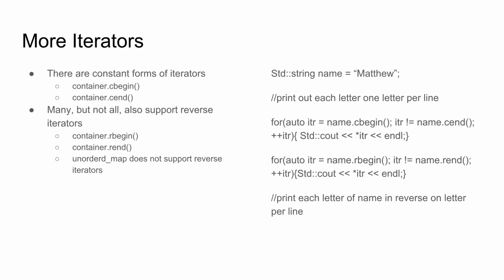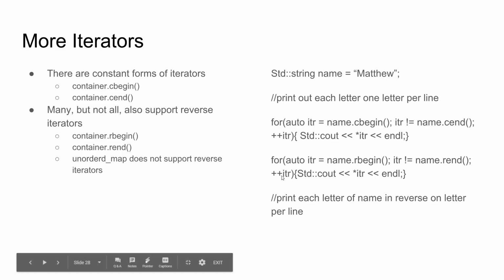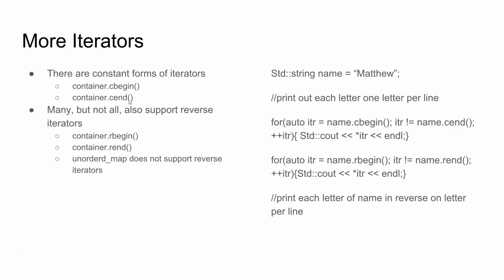There are also constant iterators. Constant iterators, again, allow you to go through the elements that are inside the array, but you can't modify the element with the const iterator. You can just read the value that's there. So .cbegin, .cend for constant iterator begin, constant iterator end.